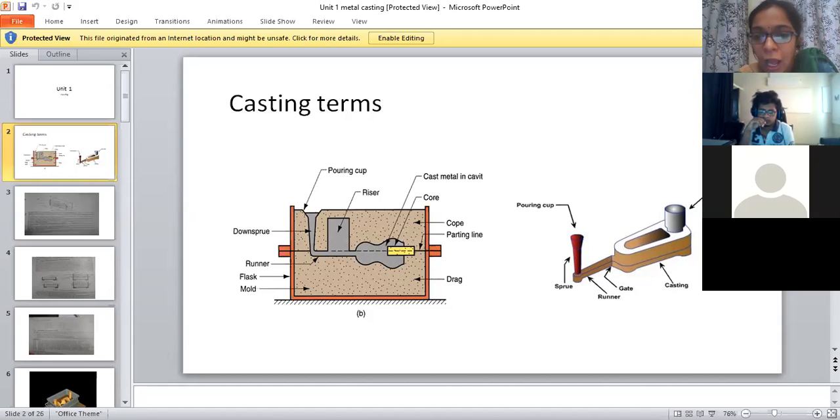Cope and drag. After that, you will remove the two pins, the sprue and the riser. So you will get a cavity from the sprue down to the runner. Then you will pour the molten metal. You will wait for the solidification time and then you will remove the casting. This is the basic procedure, okay?